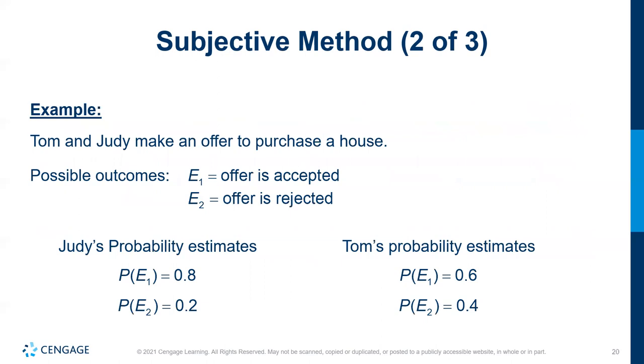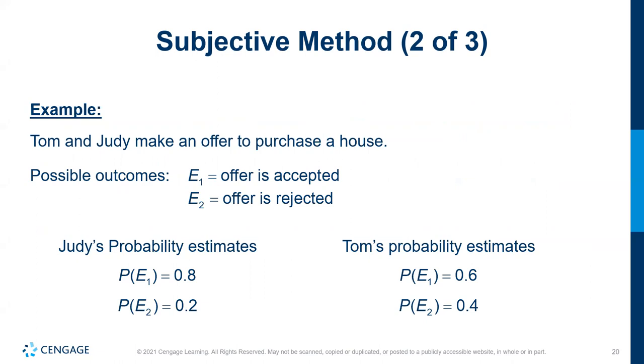Tom and Judy make an offer to purchase a house. Judy thinks there's an 0.8, or 80%, chance it will be accepted and 20% chance it will be rejected. Tom thinks a little bit differently. But you can see right there, there's a consensus between them that it's more likely to be accepted than rejected. But you have to ask yourself, what is their expertise or knowledge, right?